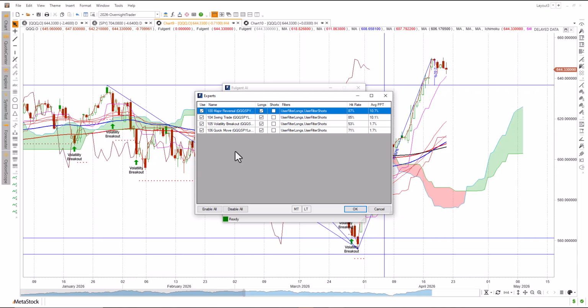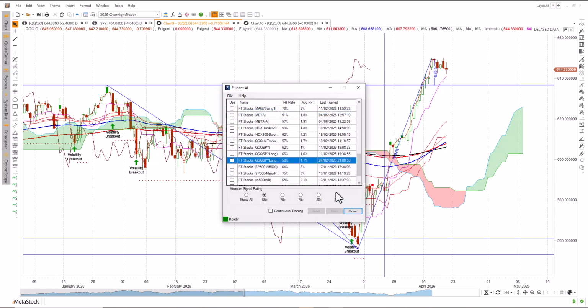Volatility breakout, that happens quite often. That's 53% accurate, but nevertheless still above 50% accuracy. And then the quick move is a very high frequency quick intraday trading strategy. That's 71% accurate on average. So the AI is on average 58% accurate, with 1.7% average profit per trade over the 10 to 15 year testing period. So it's really a very high probability of success using artificial intelligence.